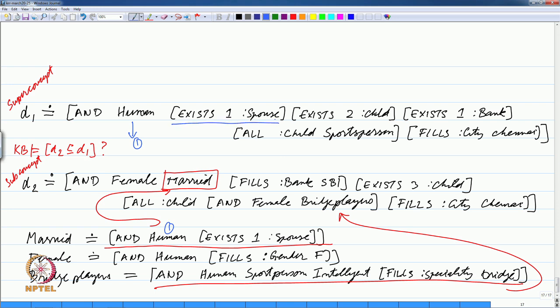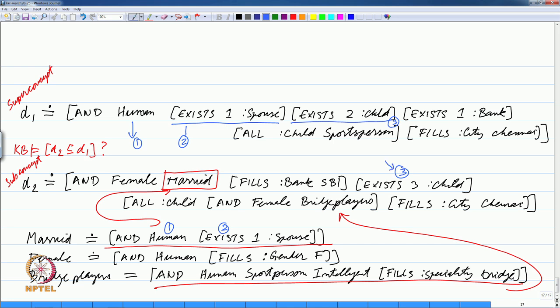Now, this one is 2. Does it have a matching component here? And you can see that it is here, 2. In fact, married basically is a subclass of humans who have at least one. It is equivalent to humans who have one spouse. Then this one, which is 3, where will it match? It will match this here.